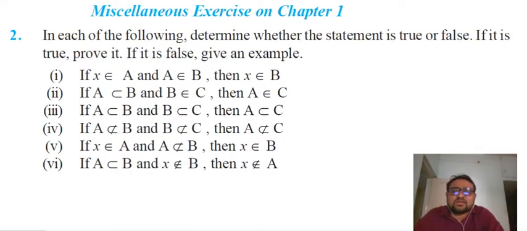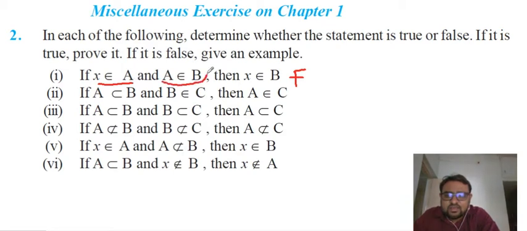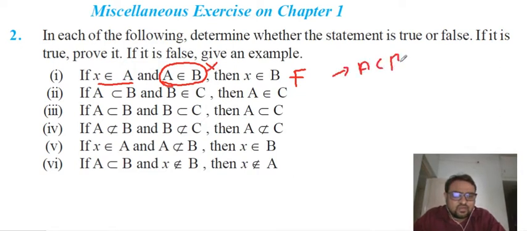Clearly, this is a false statement. Reason: x belongs to A means the element x is belonging to set A. But here A belongs to B. When we compare two sets, we cannot use the belongs to symbol. Instead, here we can use A is a subset of B. Clear? Because when two sets are compared, we can only use the subset symbol, not belongs to. So first is false.